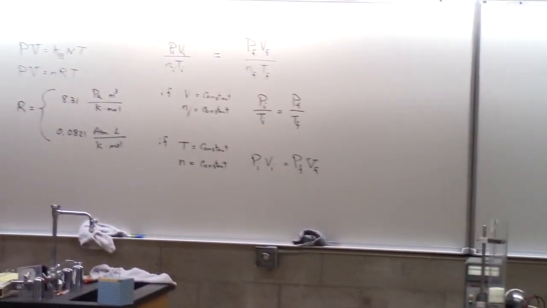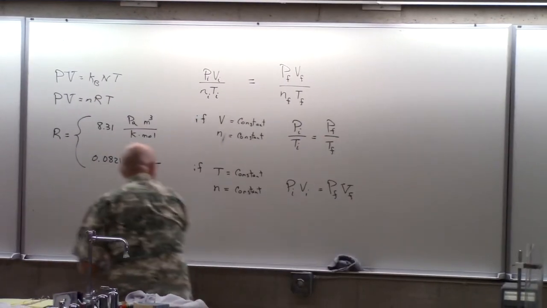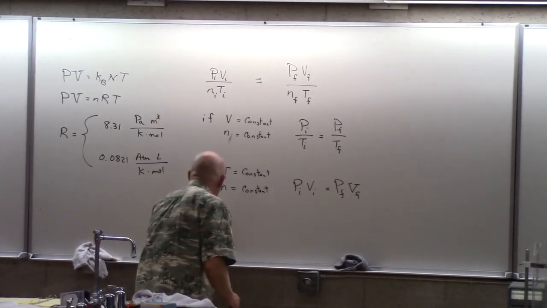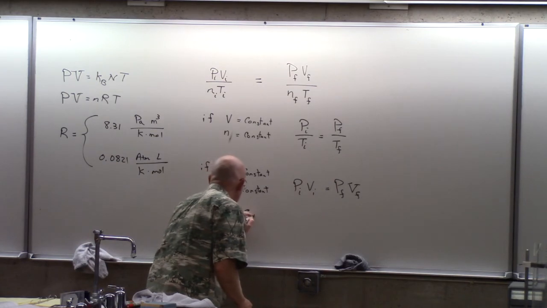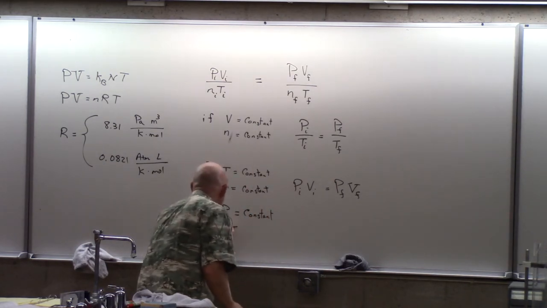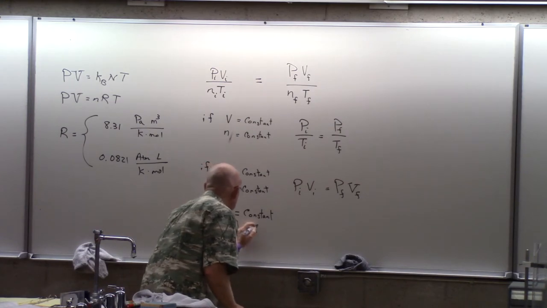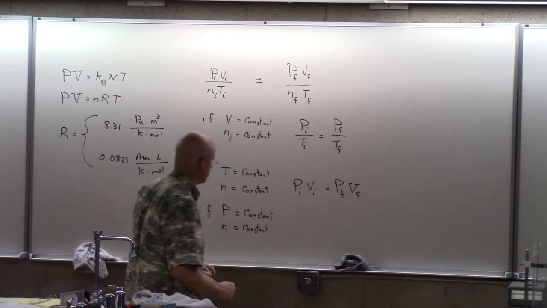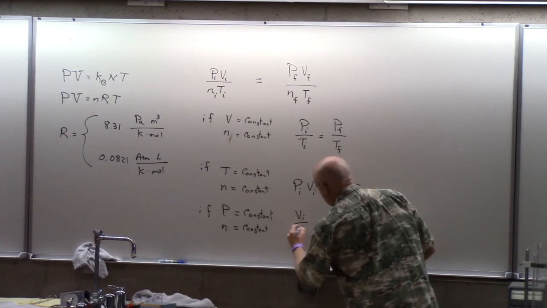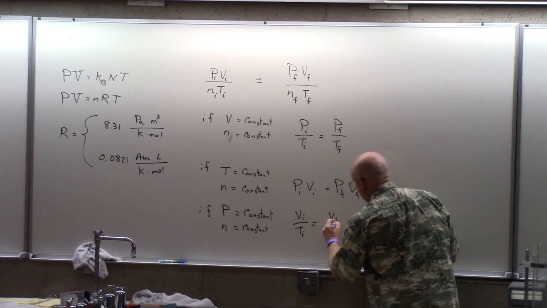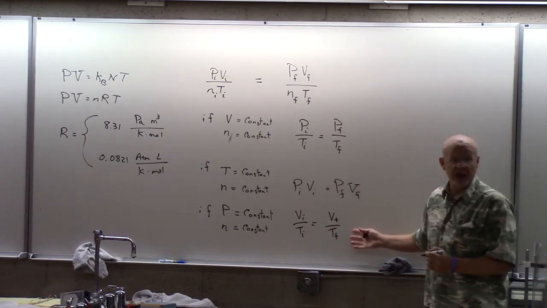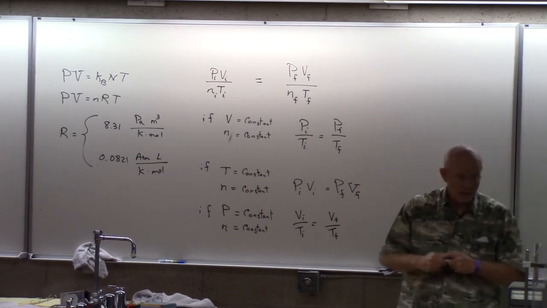Well, let me show you the third combination we could have here. What if we had pressure equaling a constant and the number of molecules also equaling a constant? I guess then I would get volume over temperature and volume over temperature. And this would say that as you change temperature, you change volume.